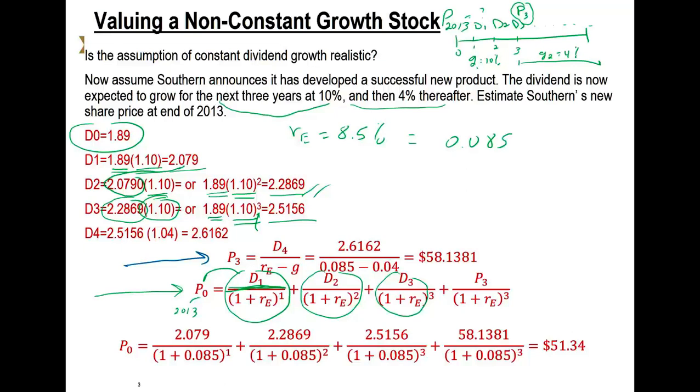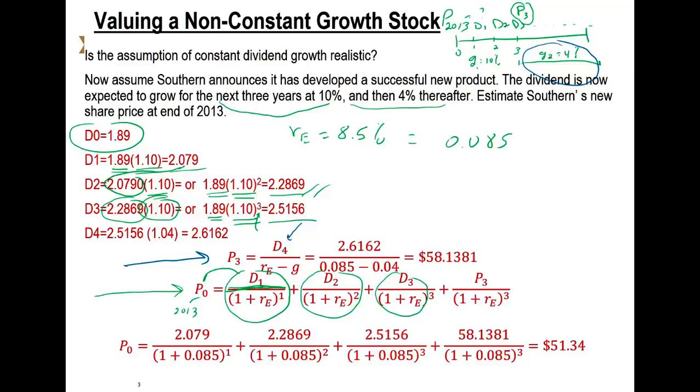Because we are assuming constant growth, since after year 3 growth is going to be 4% forever, I will apply the constant growth model, which says: give me D4 and discount it at RE minus g, the discount rate minus the growth rate. That will give you the price at the end of year 3, which is the present value of all expected payments. We already know 8.5% as the opportunity cost of capital. We know that g is 4%. What we don't know is D sub 4.